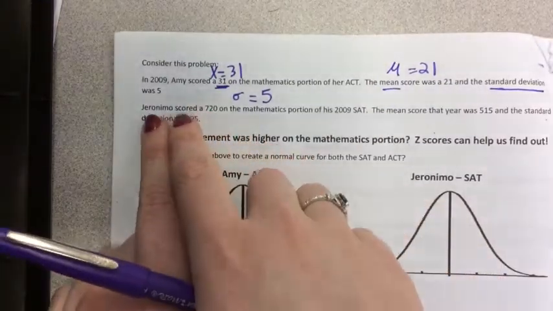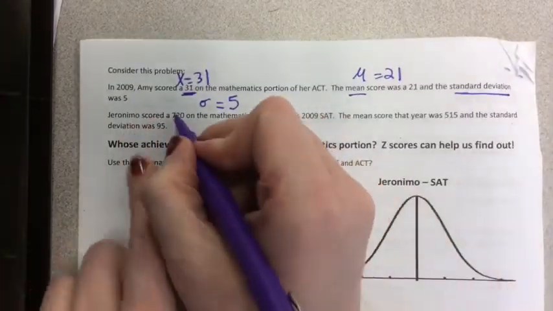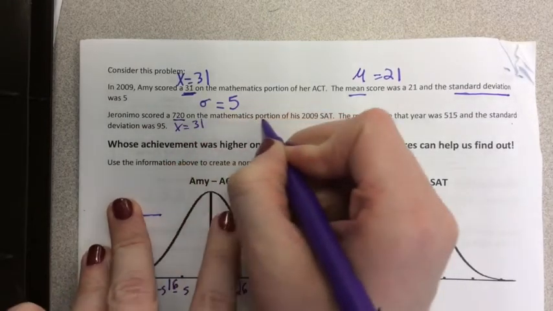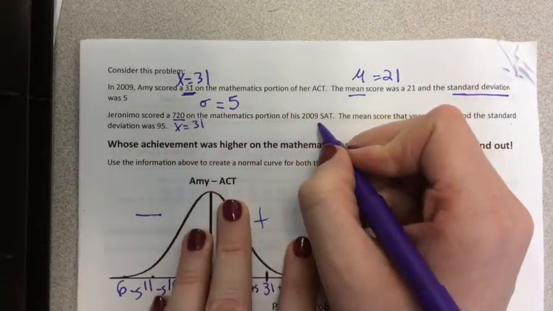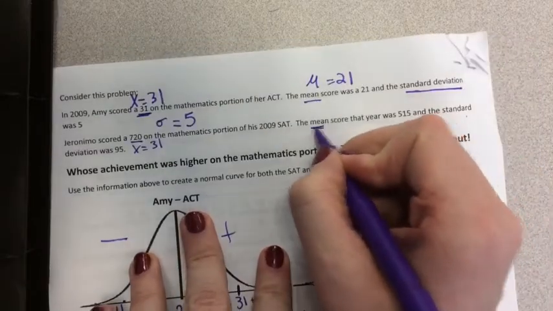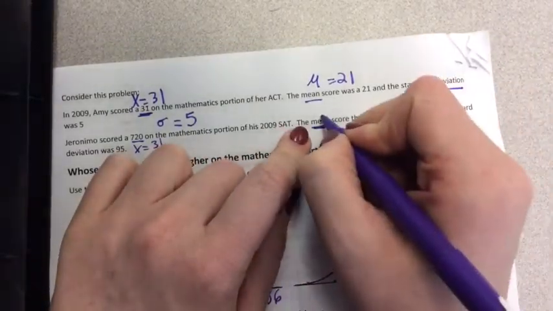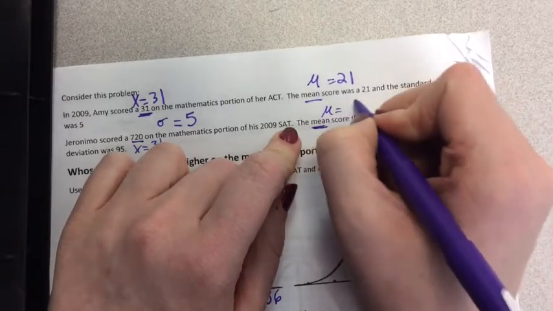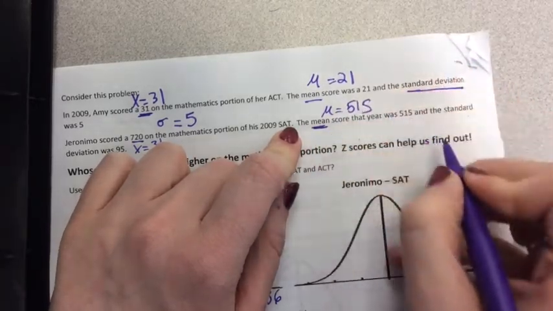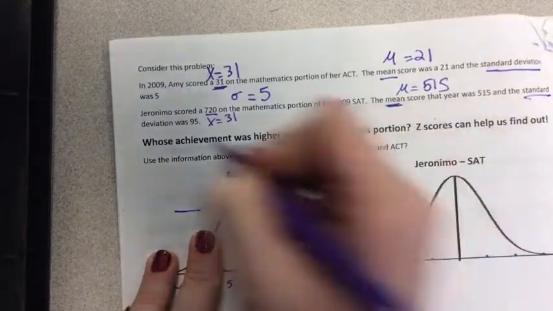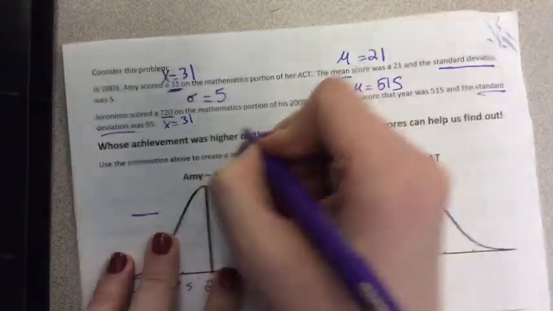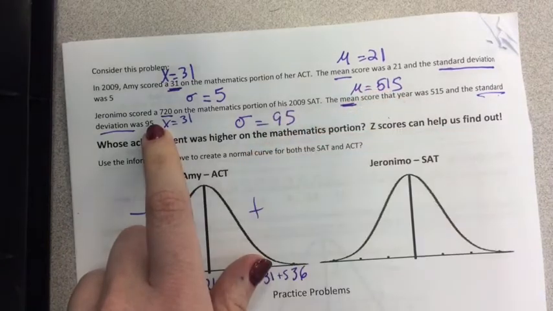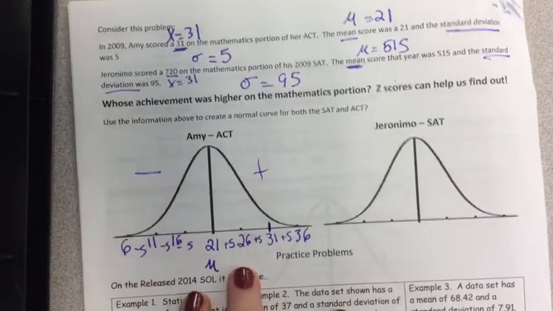Now let's move on to Geronimo. So it says Geronimo scored a 720. That looks like it's going to be my x, on the mathematics portion of his 2009 SAT. The mean, that's one of my key words, and that's my mu, score that year was 515. And the standard deviation, there's one of my key words, which is the circle with the line on it, is 95. All right, so let's put that information down here.